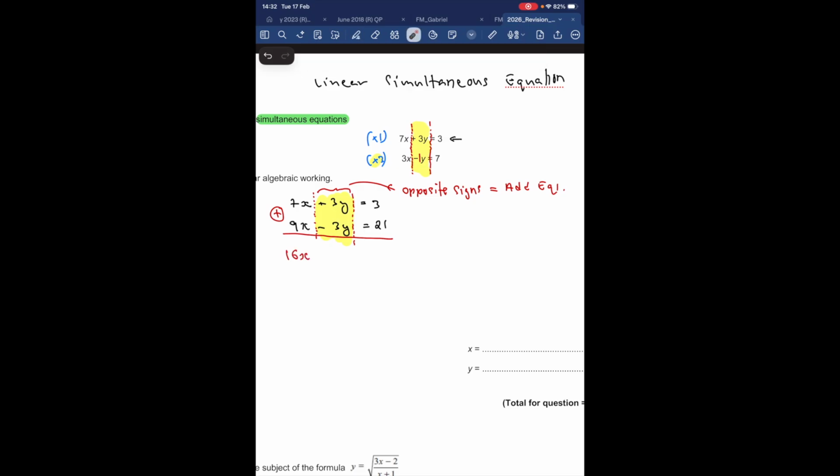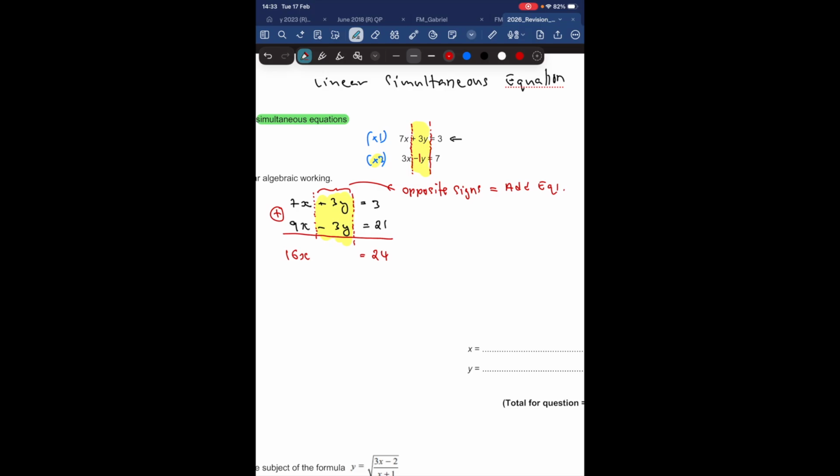Now when you add the second columns together, because you've got a plus and a minus, plus 3y plus minus 3y will be 0. They disappear. The y terms disappear, or you've eliminated them. We then have to add the column after the equal sign. 3 plus 21 will give us 24.